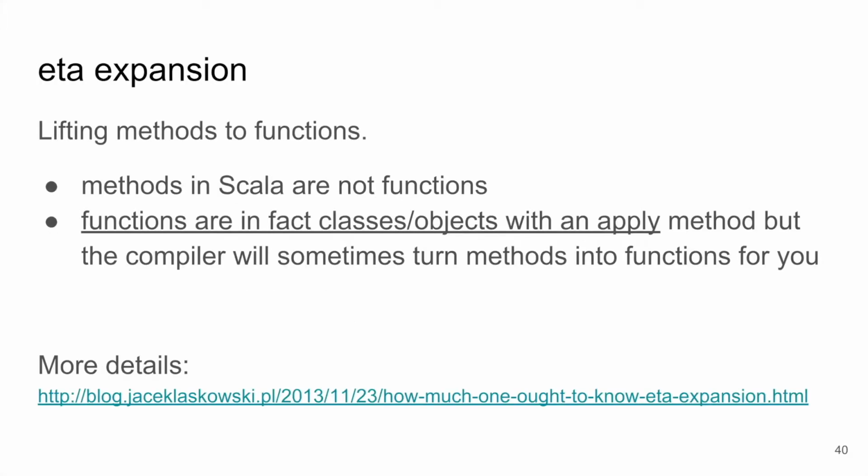In Scala, there is a difference between methods and functions. Functions are in fact classes or objects with an apply method. Sometimes the compiler turns these methods into functions for you to make your life easy. Other times, you want to explicitly transform a method into a function, so you use Eta Expansion to lift methods into functions.